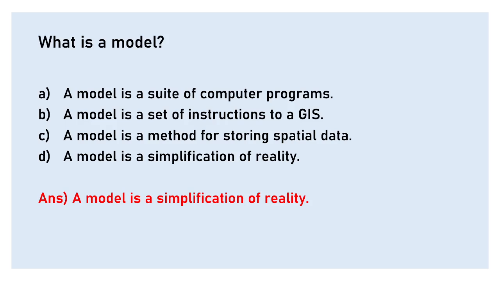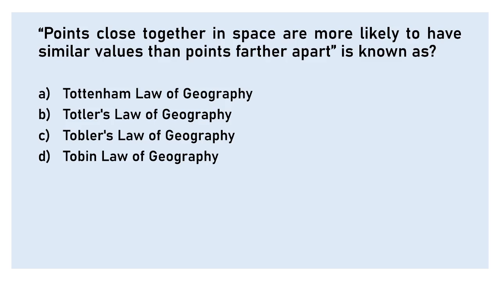Points close together in space are more likely to have similar values than points farther apart. This we had just discussed. Which law is it? While discussing interpolation, we were talking about this.